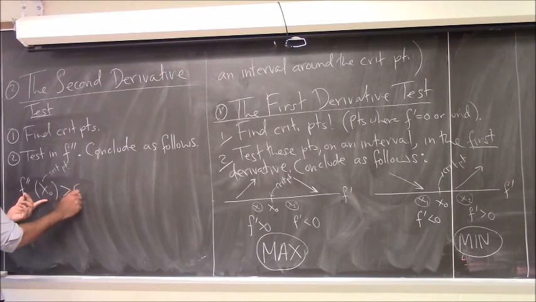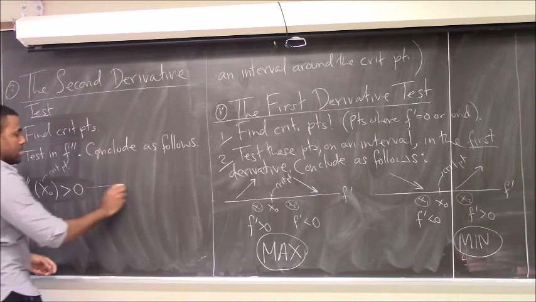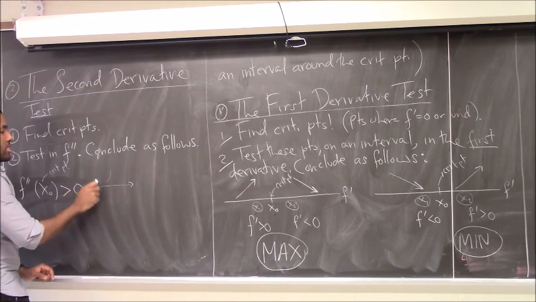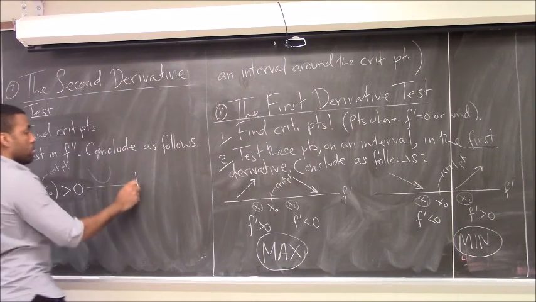What can you tell me if this is greater than 0? What does the second derivative tell you when something is greater than 0? Concave up, right? Second derivative is positive, you're feeling positive, you're happy, you're smiling, concave up like a cup. So that means you're shaped like this. What kind of point do you think that would be? A local minimum.